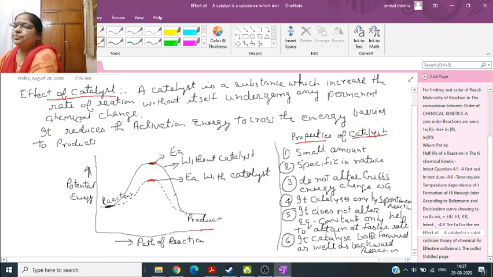Now first important characteristic, it is required in very small amount. The small amount, a pinch of the compound can also start the chemical reaction. Now it is specific in reaction.